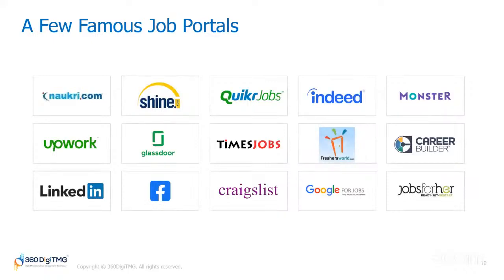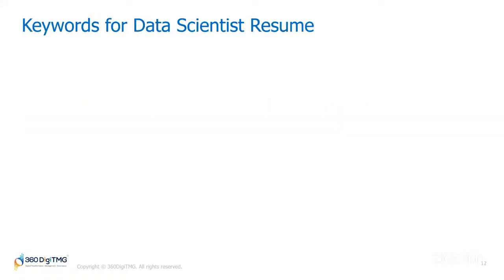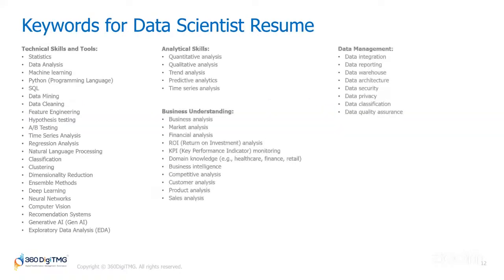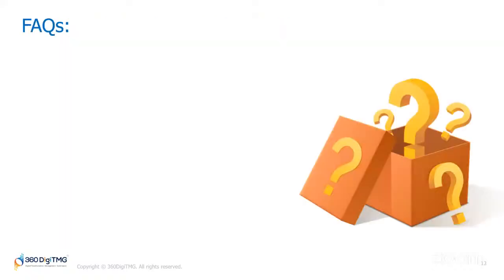Now, there are a few famous job portals: Naukri, Shine, Quikr Jobs, Indeed, Monster, Upwork, Glassdoor, and many more. Let's talk about a few Google search results. Once you search for data scientist jobs, it will look like this. These are some keywords that we use for the data scientist resume.